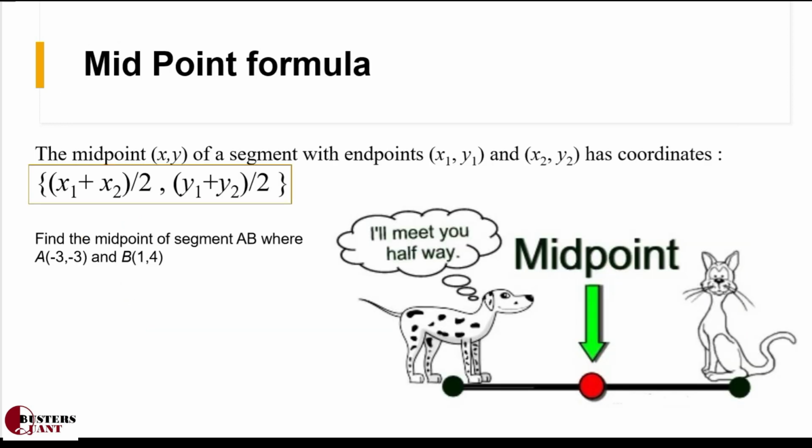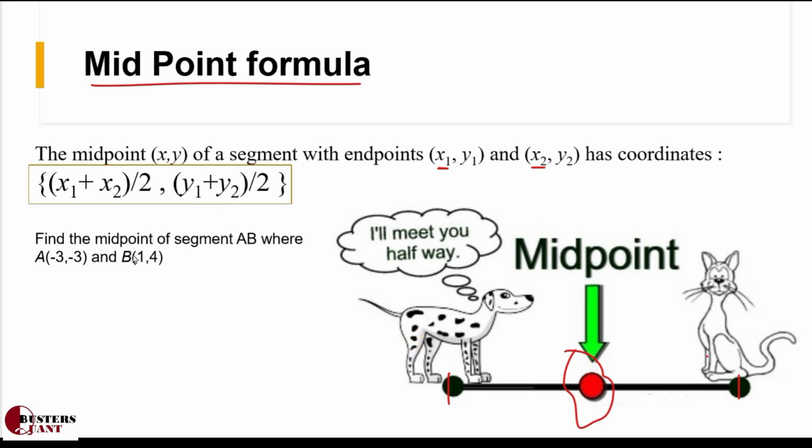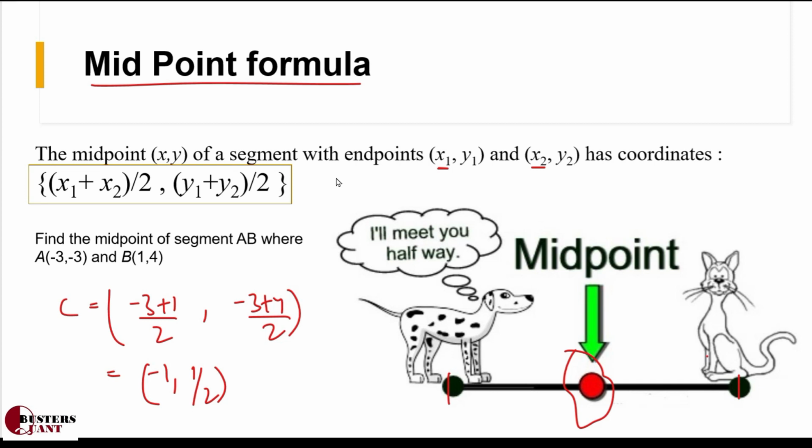Now there is a midpoint formula. This is used to find the midpoint of any two points. For example, this is a line, point 1, this is point 2. We need to find the midpoint, the centermost point. So the formula is, we just take the average of the x coordinates and y coordinates: x1 plus x2 upon 2 and y1 plus y2 upon 2. For example, A and B are like this. So the midpoint C will be equal to (minus 3 plus 1) upon 2, (minus 3 plus 4) upon 2. This is equal to (minus 1, 1 by 2). This is the midpoint of this line.